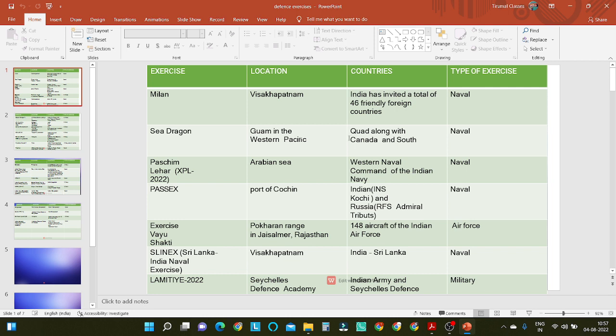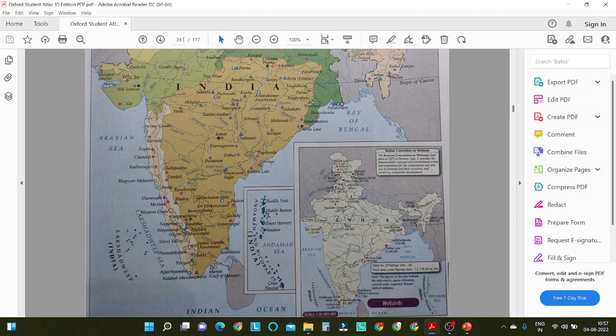I would like to request every aspirant to write a short note on the Quad, because it is also a very important topic for the exam. Generally, when a person hears the name Sea Dragon, he thinks that China is also taking part in this exercise, but it is not like that. China is not in this exercise. The exercise is named Sea Dragon because it is taking place in the Western Pacific Ocean. Let's look at the world map, the location of the Western Pacific.